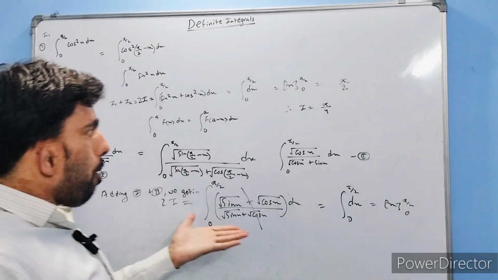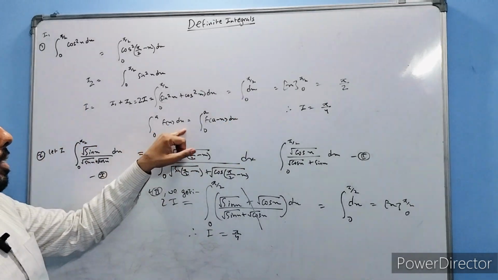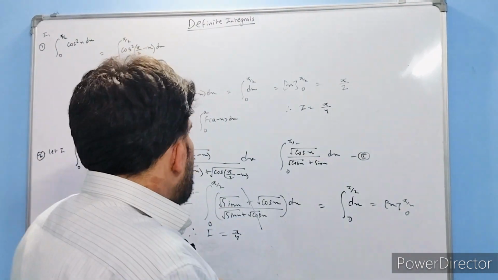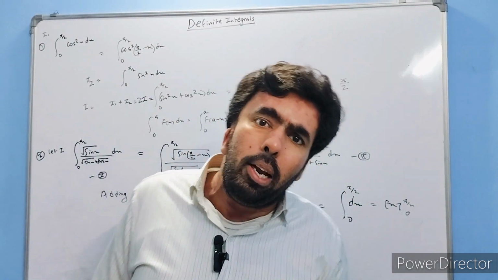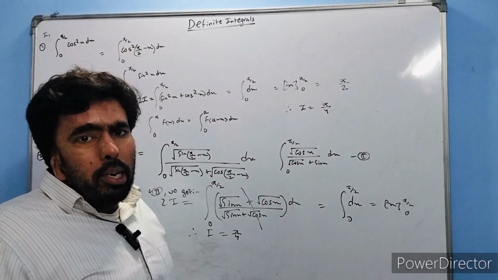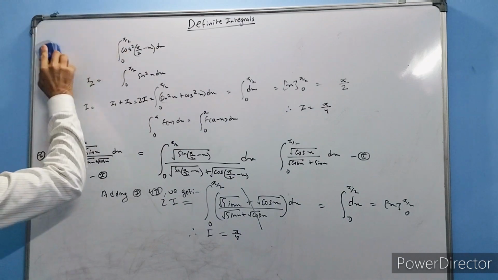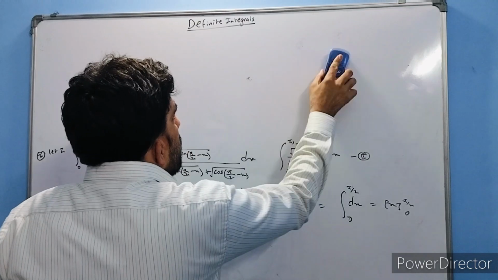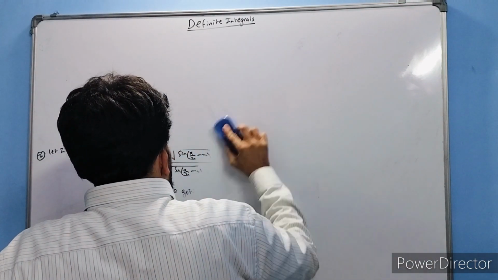Here I have applied the property: integral 0 to a of f(x) dx is equal to integral 0 to a of f(a minus x) dx. So we can solve numericals, that is, we evaluate definite integrals based on the property. Now let us try to solve the next one. This is two numericals we have solved. Let us start the third one now.